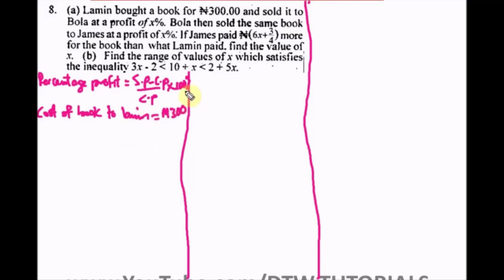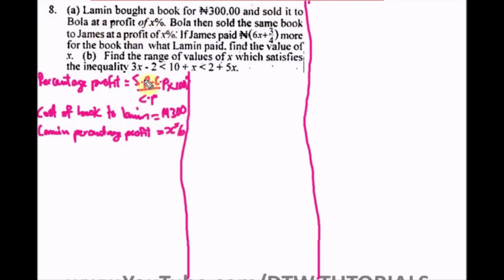And sold it to Bola at a profit of X%. So we're not told the percentage profit, so we need to look for this percentage profit. So you say Lamin percent. Can I abbreviate this? Let's not abbreviate. You have to write it in full, so let me also write in full with you. So percentage profit is equal to X%. That's what the question says: sold it at a profit of X%.